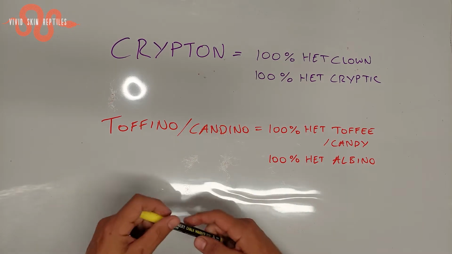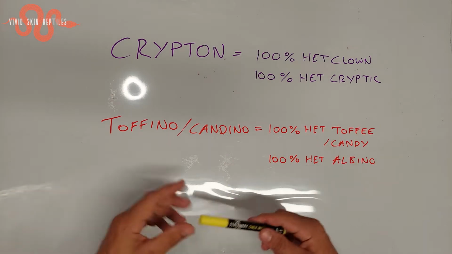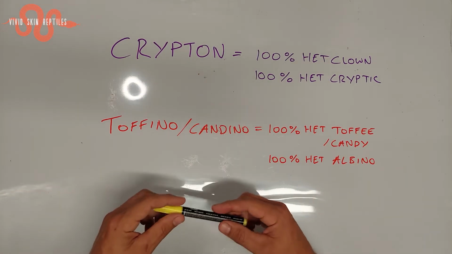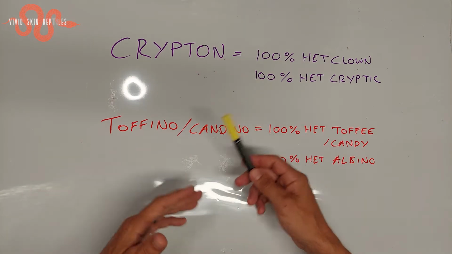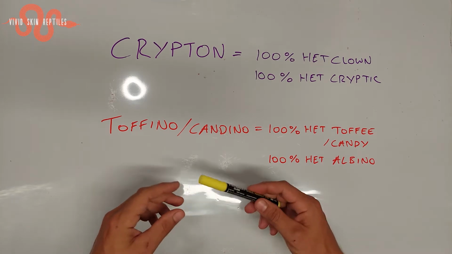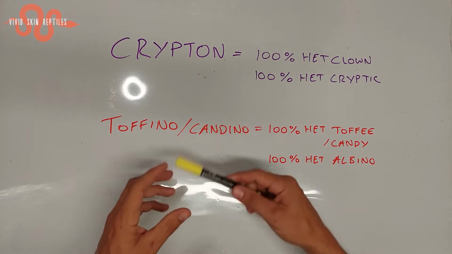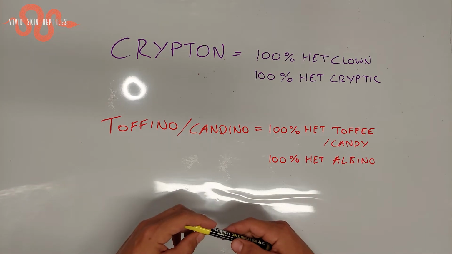Obviously some people can tell the difference between tophinos, candinos and toffees and candies, but at the moment we can't tell the difference visually between a krypton and a cryptic. They essentially look the same, but I'm going to explain how the odds work and how you can use kryptons in your clown projects to hatch out some really cool looking animals.